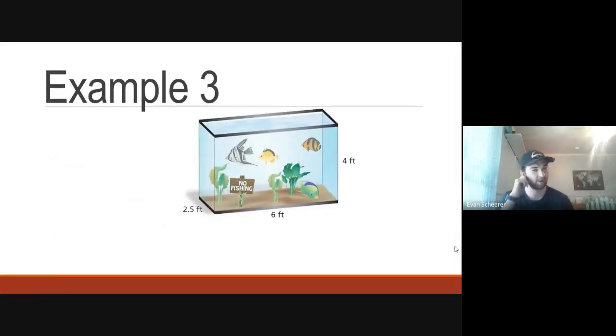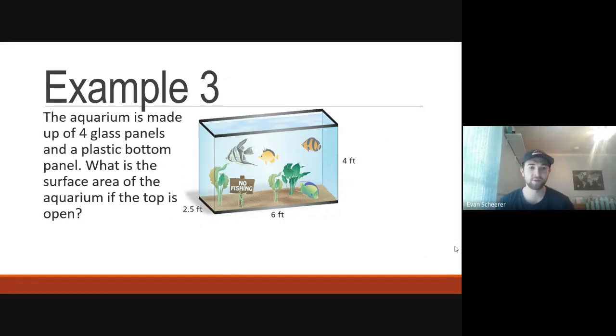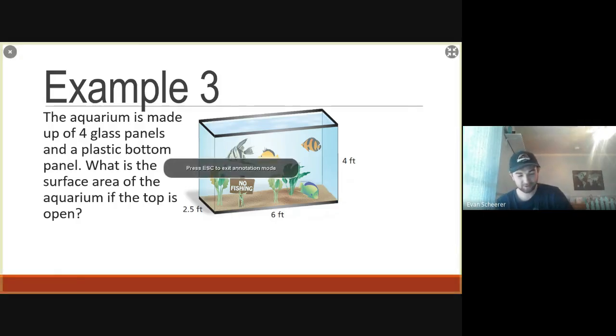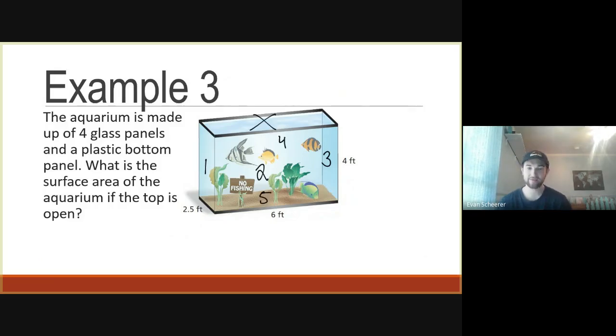This is a fish tank, obviously. But notice something special about this fish tank and a lot of fish tanks, not all fish tanks, but a lot of fish tanks. The aquarium is made of 4 glass panels around a bottom, but the top is open. So if we're finding the surface area, then that means we have this one side, two sides, three sides, that back fourth side, the bottom fifth side.